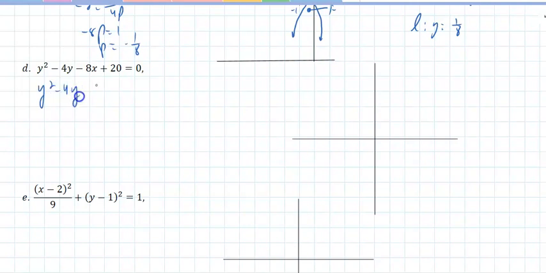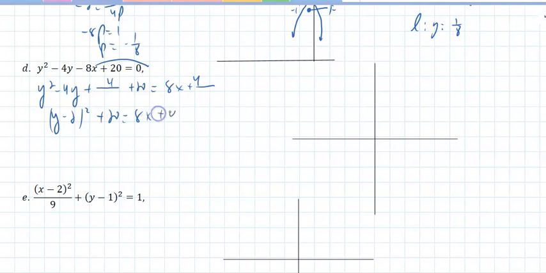y squared minus 4y plus 20 equals, I'm going to move that to the other side. Take half of the middle number, which is 2, and square it. This becomes (y minus 2) squared plus 20 equals 8x plus 4. 8x equals (y minus 2) squared plus 16, divided by 8: x equals (y minus 2) squared over 8 plus 2.